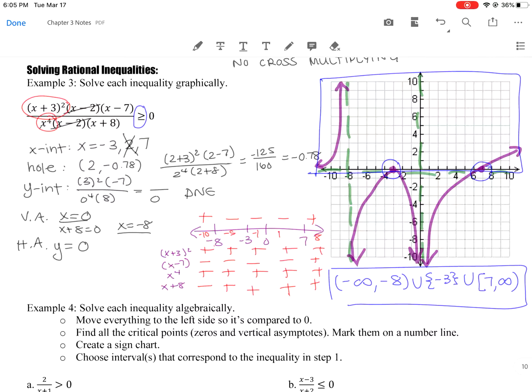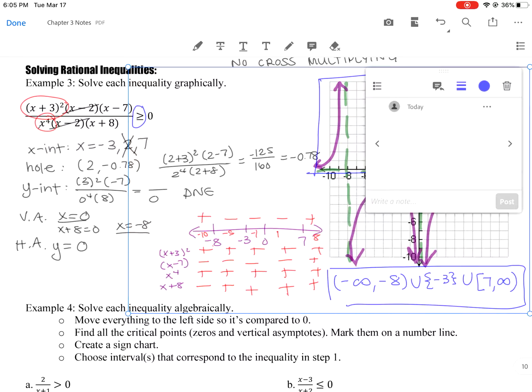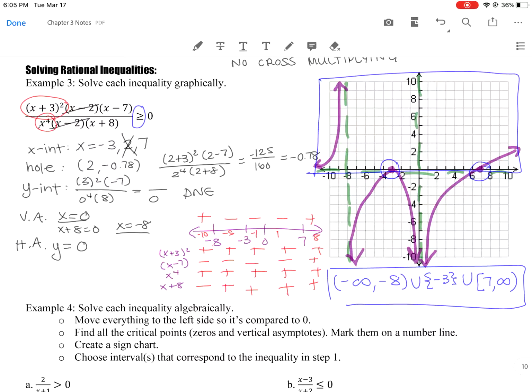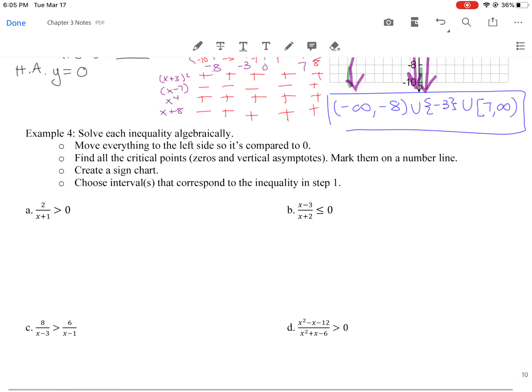In this case, notice how we probably would have found those two x-intercepts, so negative 3 and 7. However, we would have missed this portion over here on the left because we would not have recognized that, since it's just bounded by the asymptotes and not an x-intercept.